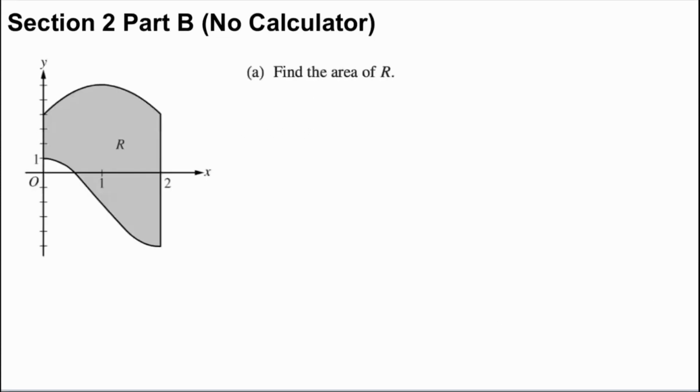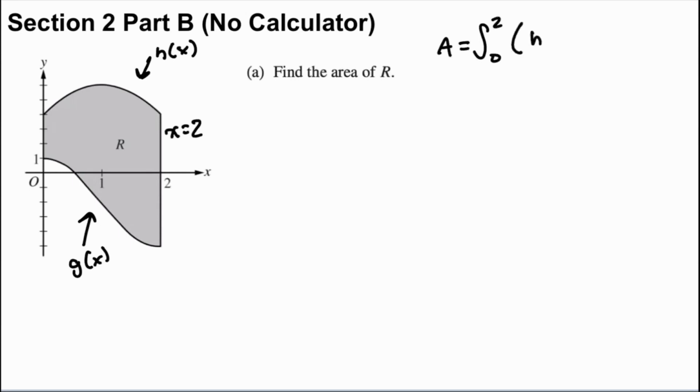So this top curve is going to be our h of x, and this bottom curve is going to be our g of x. And that's important when finding area, because when finding area, you want to take the integral from the specified bounds of the top function minus the bottom function. And so that's what we're going to do here. We're going to say that area is equal to the integral, and it's bounded by this line x is equal to 2. So that's where we're going to set our bounds, 0 to 2 of h of x minus g of x dx.